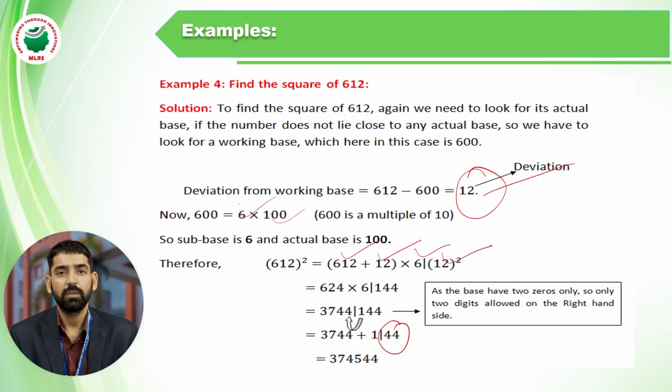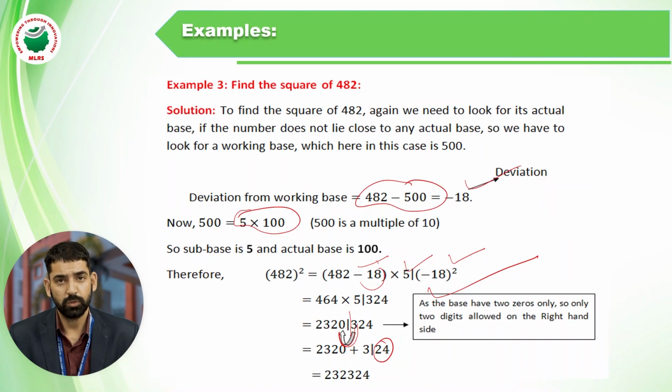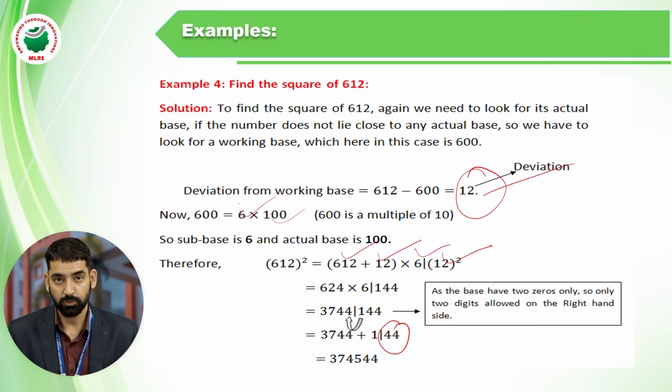Again, repeating, the first case is when the number lies close to the base 10 to the power n, and the second is when it doesn't lie close to any number in the form of 10 to the power n. In that case, we can take a working base, which is a multiple of 10. So we have discussed both the cases, and some examples on these.